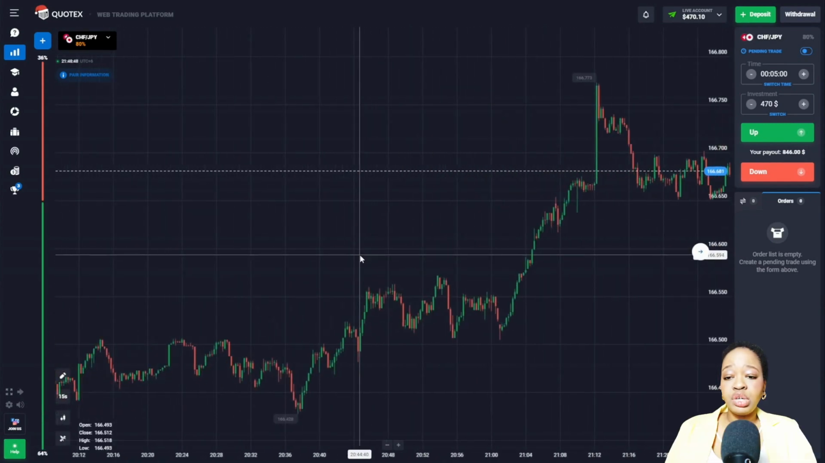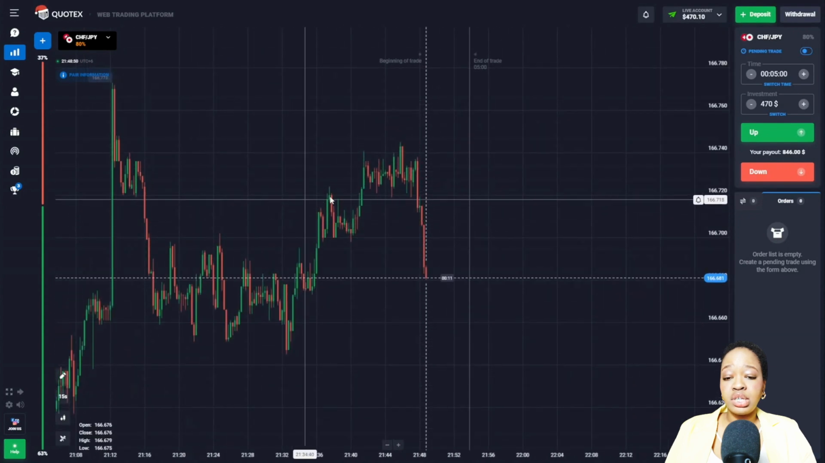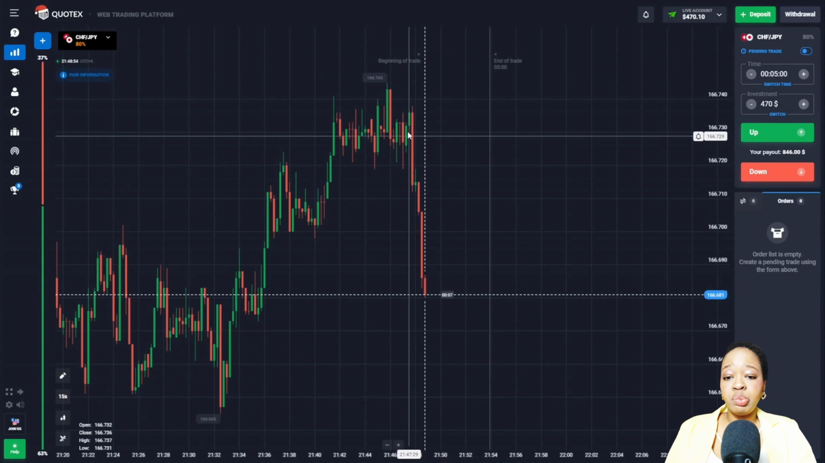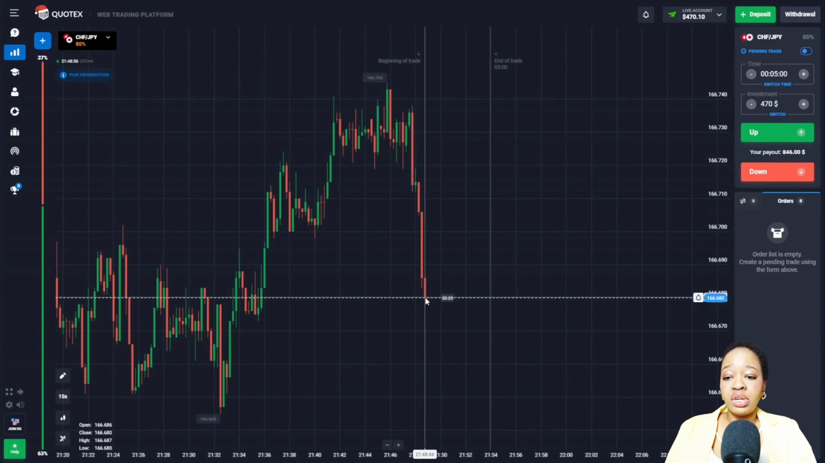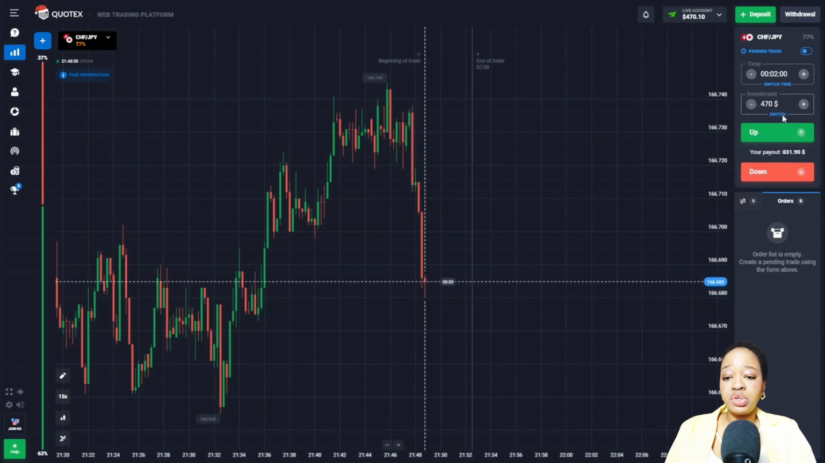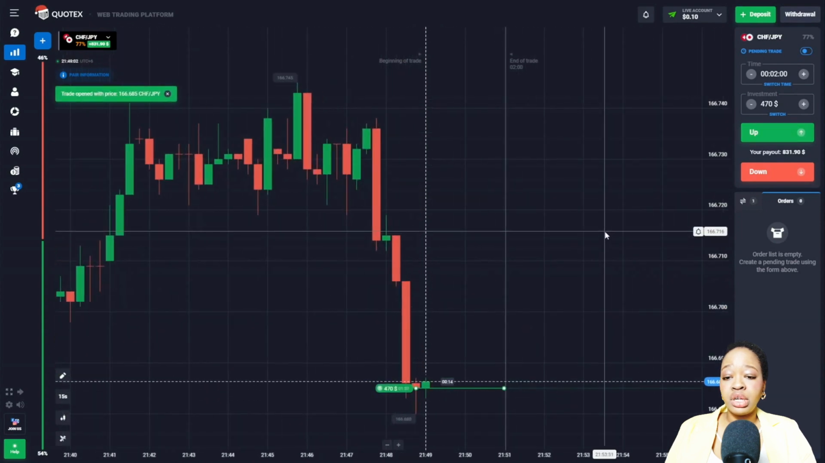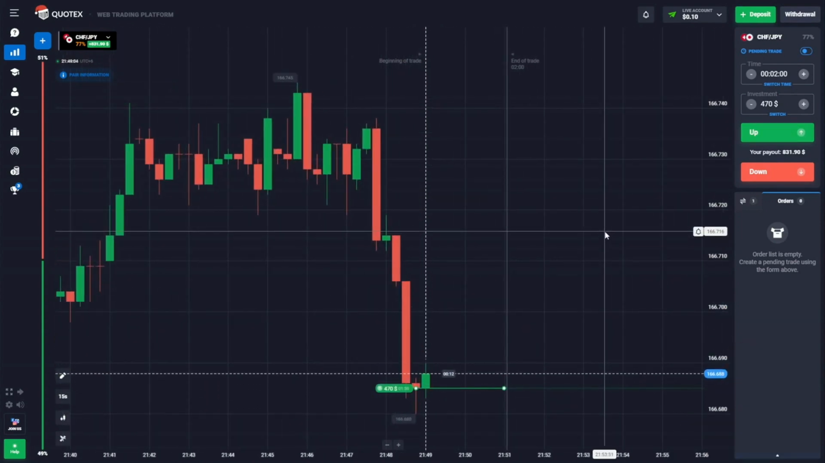So on an uptrend, you can see after a small correction, the chart went down sharply. This is a great time to open a trade up for 2 minutes. You can see that after several large red candlesticks, the price should start to recover and show growth in order to continue moving along the trend. So let me wait and see how the chart will move.